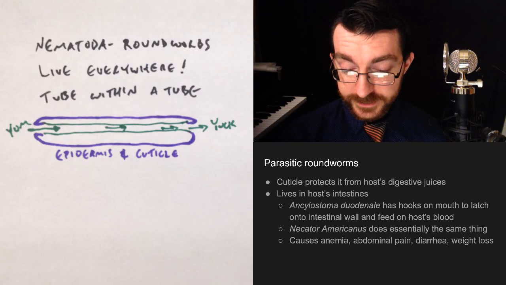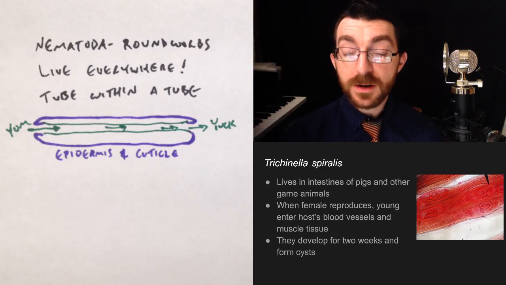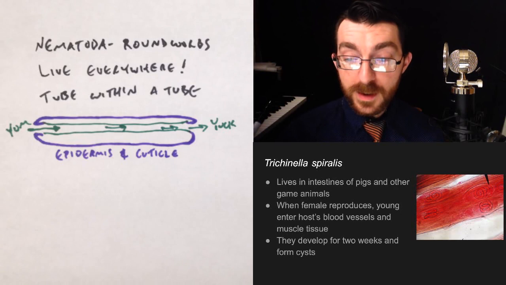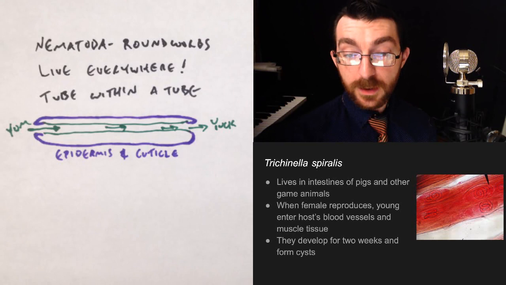Whew. This is a happy section. Oh, it just got even happier. So here's another one, a Trichinella spiralis. So this is actually one that is more of a daily life kind of thing because of the source. So Trichinella spiralis lives in the intestines of pigs and other game animals.